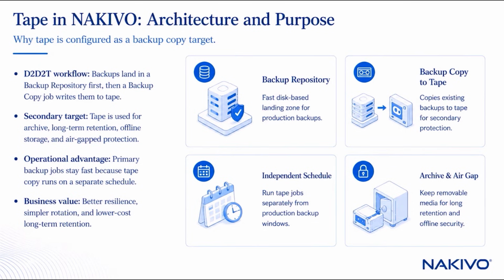Let's have a look at the architecture and purpose. From an architecture perspective, this design is important. The primary backup job can complete quickly against disk-based storage, and the tape copy can run later according to a separate schedule. This avoids making the production backup window depend directly on tape drive performance, tape availability, or media handling. Before we start the UI configuration, let's review the requirements.